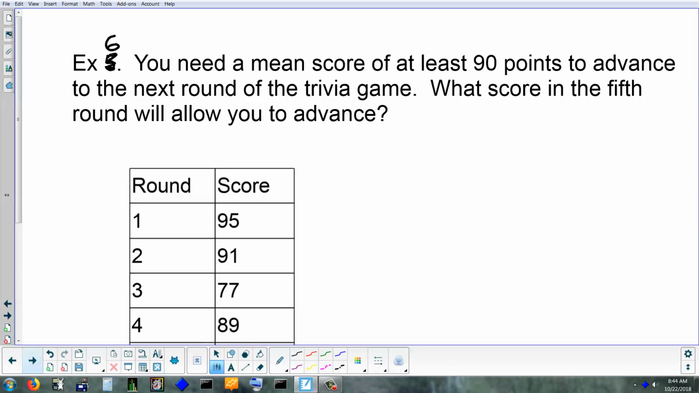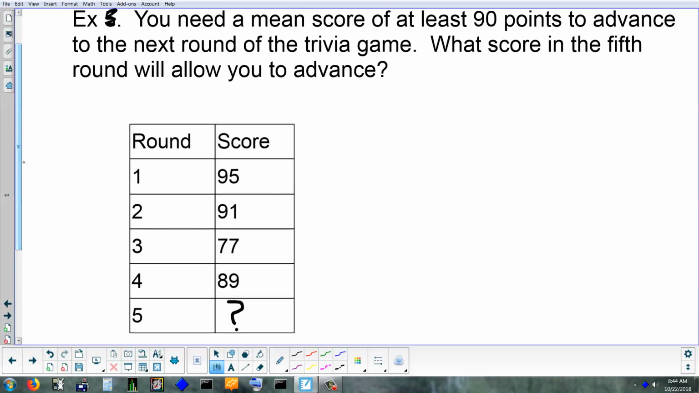It says that you need a mean score of at least a 90. What's another word for mean? Average. So you need an average score of at least 90 points to get to the next round in a trivia game. What would your score be in the 5th round that would allow you to advance? These are the scores you've gotten so far. What does it mean if you need to get at least 90 points?